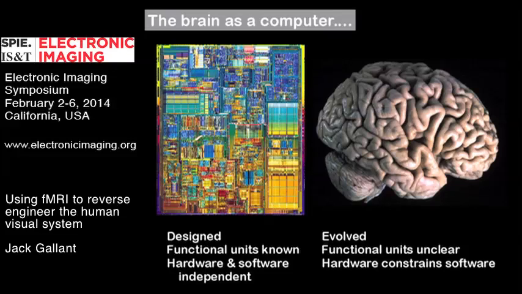On the right is the human brain. We have the complicated cortex, the cerebellum. This is an evolved system. Its functional units are unclear. We know that at the core of the human brain, there are about 10 or 11 billion neurons, but how these neurons are organized into local circuits and columns and areas, we really have very little idea at this point.